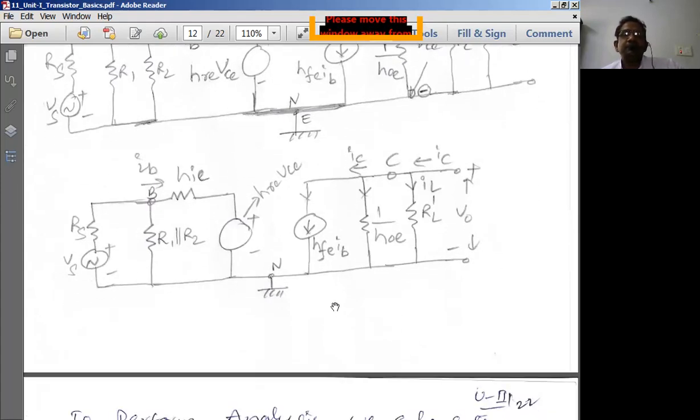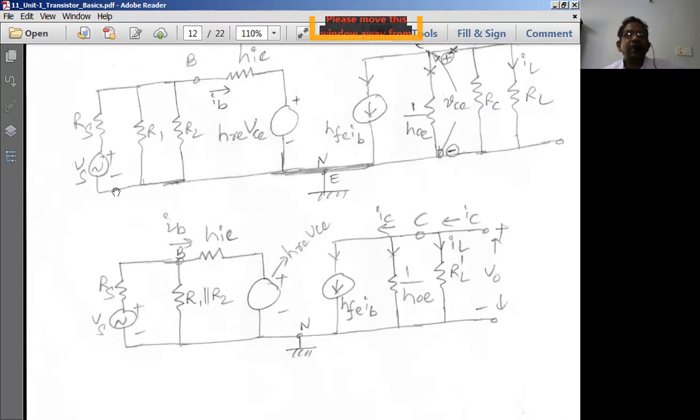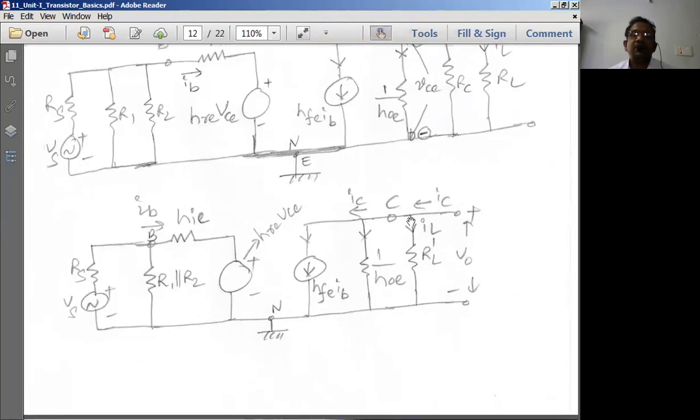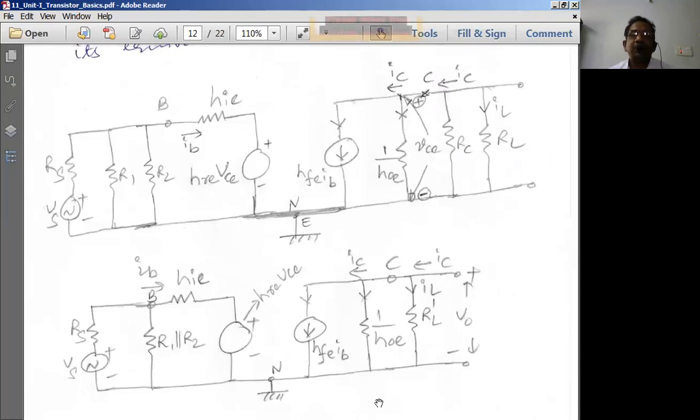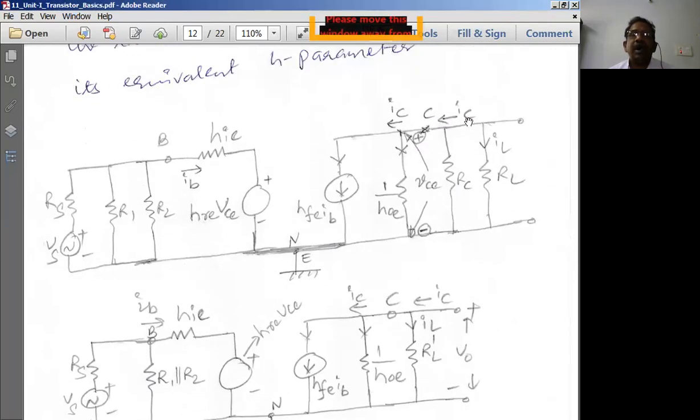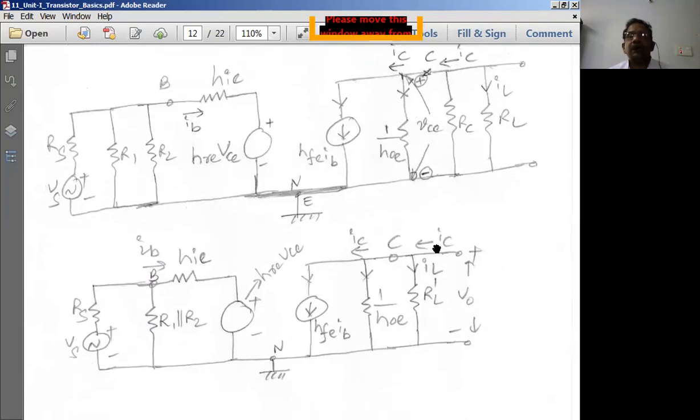Now in the equivalent circuit, R1 and R2 are seen as parallel, so I can replace R1 and R2 by their parallel combination. HIE, HREVC, HFEIB, and 1 by HOE are as they are, and the parallel combination of RC and RL is nothing but RL dash. IC is the current entering into the transistor at the collector terminal. This is how it is.